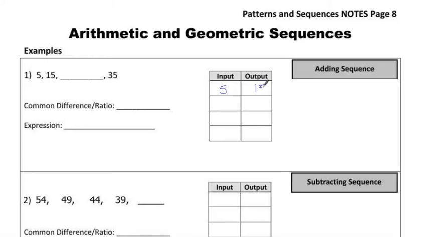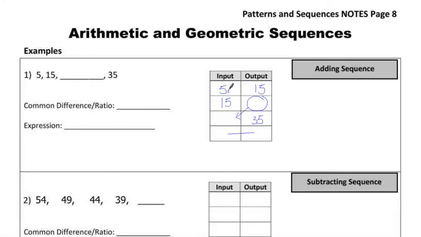So we're going to do something to 5 to get to 15. And then we're going to input 15 again. And we're missing this output here. And then that output will eventually go here, but we don't know what it is. And then we'll get to 35. And the pattern doesn't continue past 35, so we really don't need these 2 extra spaces.